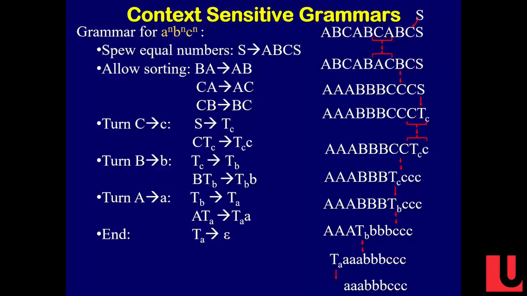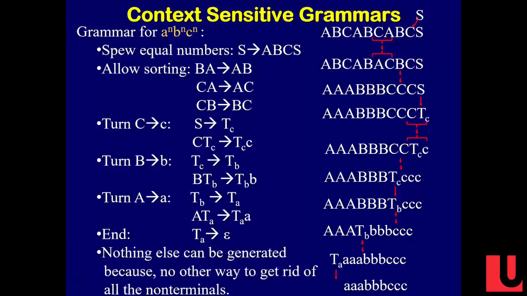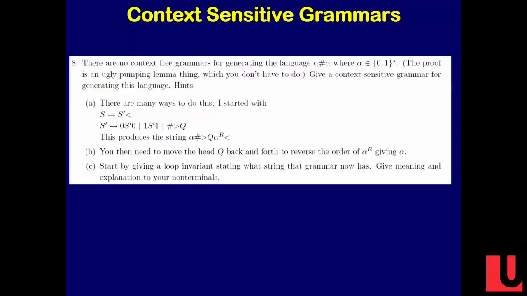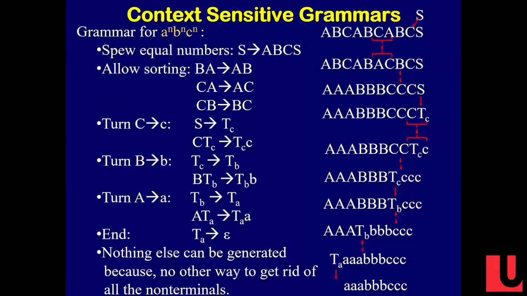So what we have to argue now is that nothing else can get generated. And why is that? Well, I guess I don't have any slides to talk about it. But suppose you don't, where can it go wrong? It can go wrong in that it doesn't sort them properly, right? And then after you've converted the C's, you start converting B's, right? But then you can never convert C's again.